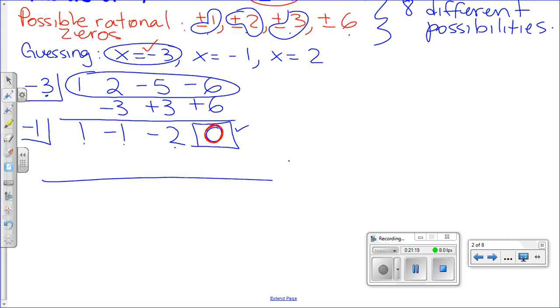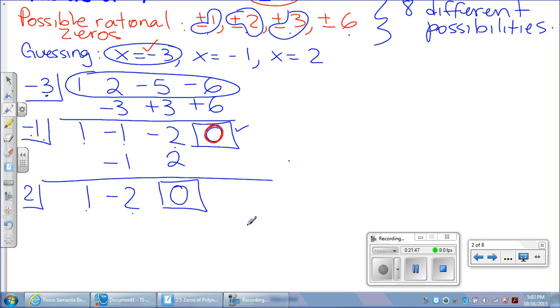So we drop the first number, that is a 1, and we multiply -1 times 1, that is -1. Combine like terms, -1 minus 1 is -2, and then we multiply -1 times -2, and that is +2. If we combine like terms here, -2 plus 2, that is equal to 0. Now here we could do synthetic division again with +2, or we could use something else.